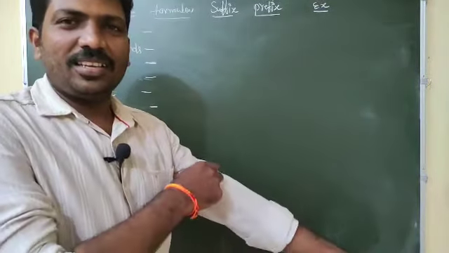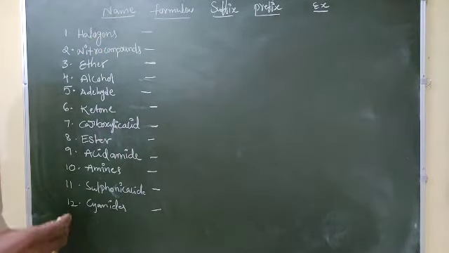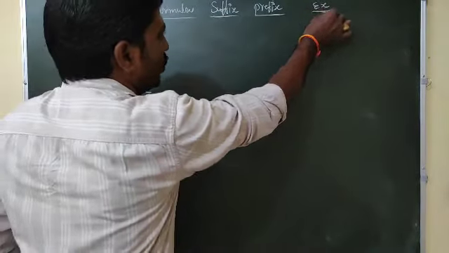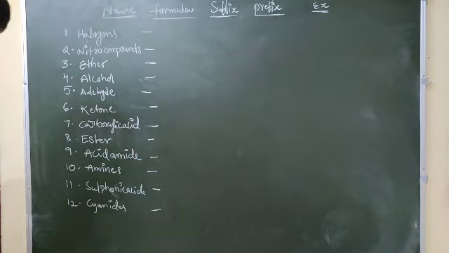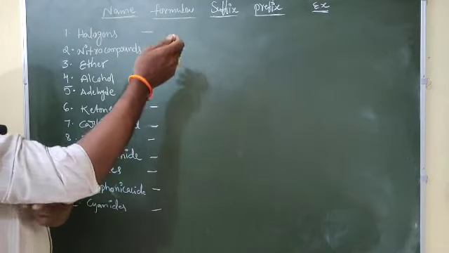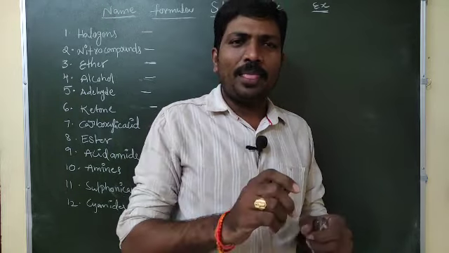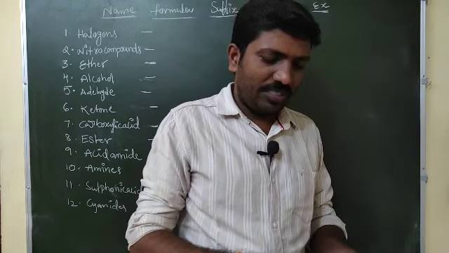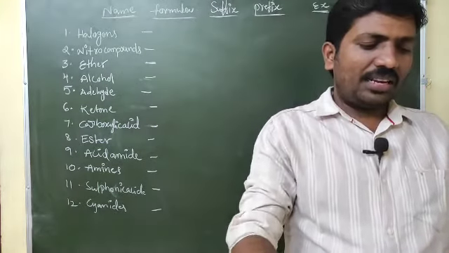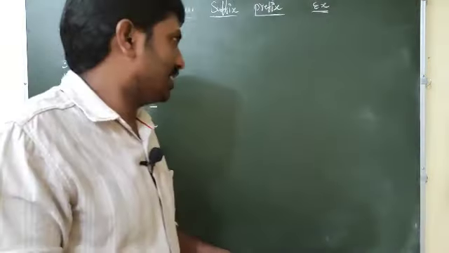Hi students, today in this class we will discuss some functional groups. I said last class, next class we will discuss functional groups. So here we have 12 functional groups I am writing here. Functional group means the part which is responsible for the entire compound's physical and chemical properties. That component of the compound is known as the functional group.